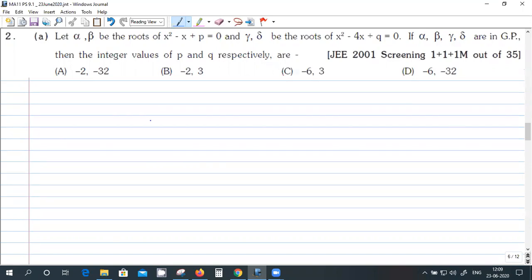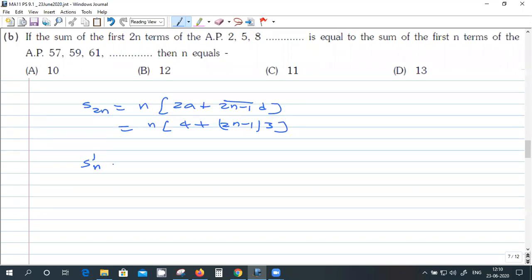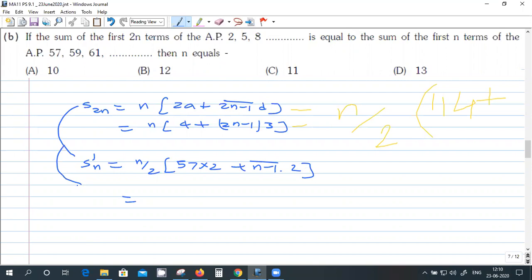This is a little bit difficult. We'll come back to this later. Try this one. This is simpler. These two are equal, right?